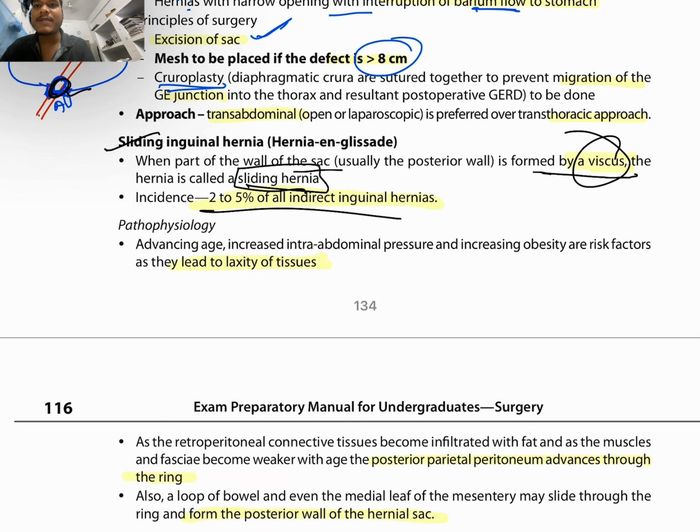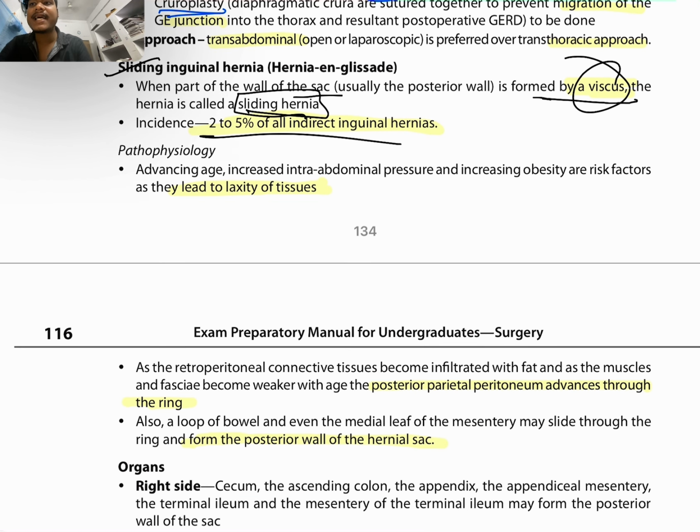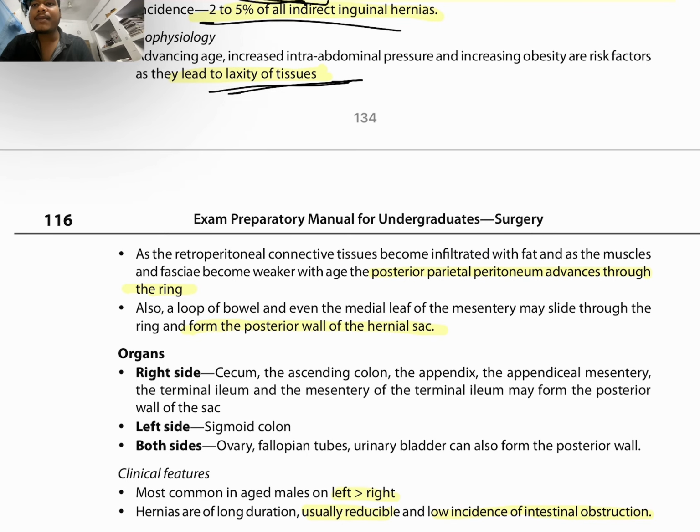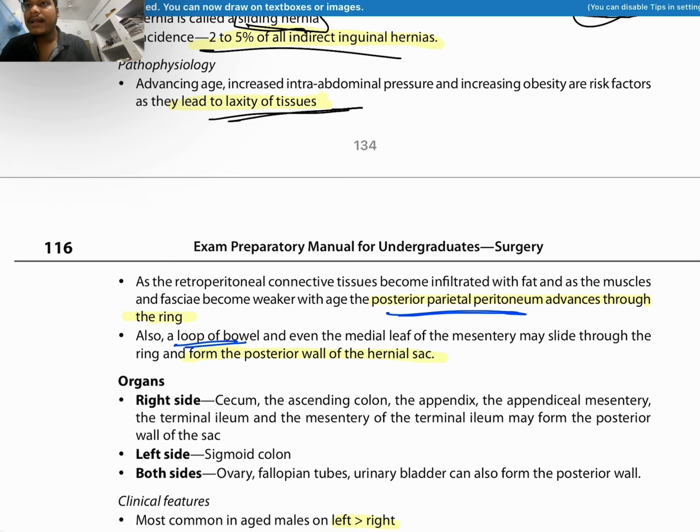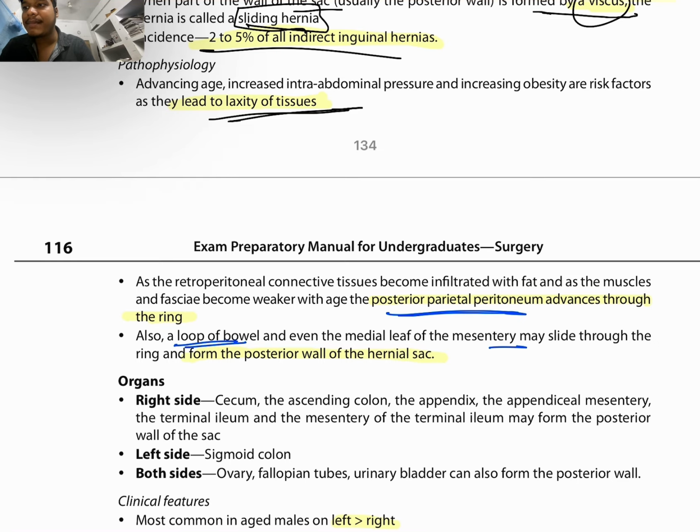Okay, how is its pathophysiology? As the age increases, there is an increase in the intra-abdominal pressure, and obesity is also a risk factor, as they lead to laxity of the tissue. So the retroperitoneal connective tissue becomes infiltrated with fat as well as muscle, and the fascia becomes weaker with age, and the posterior parietal peritoneum advances through the ring. And also a loop of the bowel, even the medial lip of the mesentery, may slide through the ring and form the posterior wall of the hernial sac.